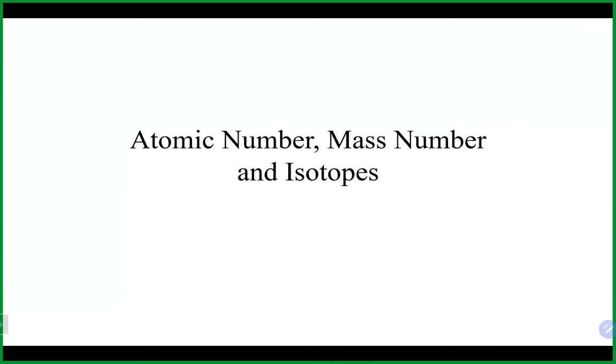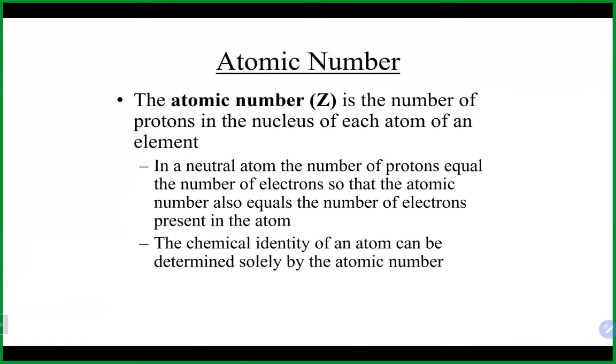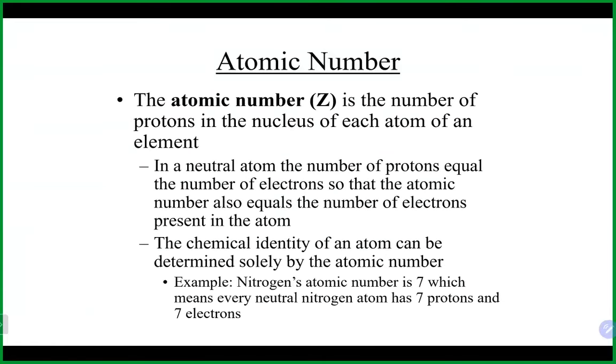So let's talk about some other important aspects of an atom, and that is the atomic number, the mass number, and isotopes. Starting with the atomic number, which is sometimes abbreviated with a Z. The atomic number is the number of protons there are in the nucleus of an atom.